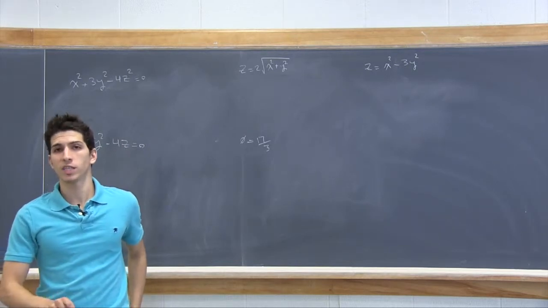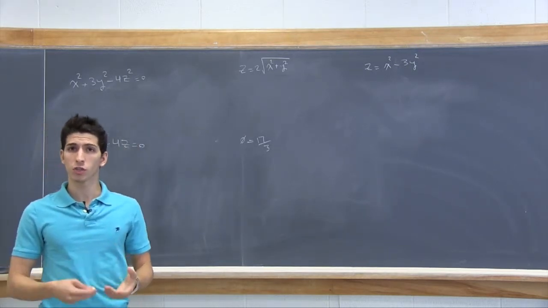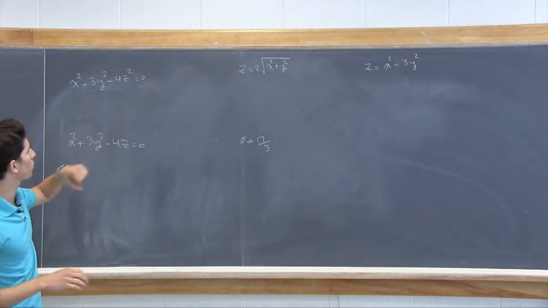Alright, so as far as quadric surfaces are concerned, you really do have to look at the list and make sure you know all of them. But I think it's important to also be able to construct them on your own and not have to rely on the list. So let's go ahead and do a couple examples.